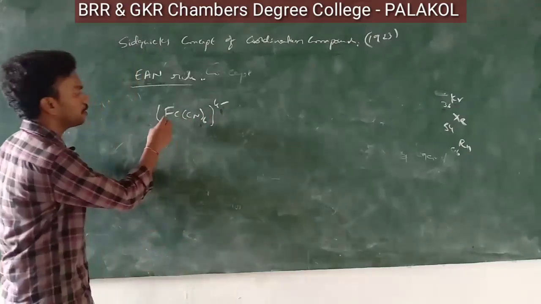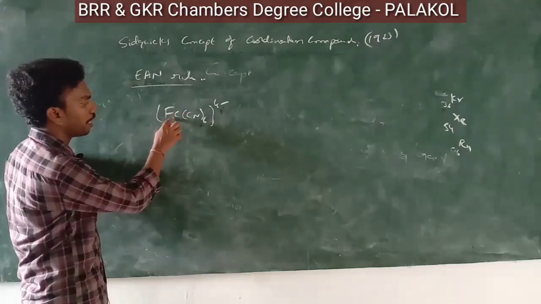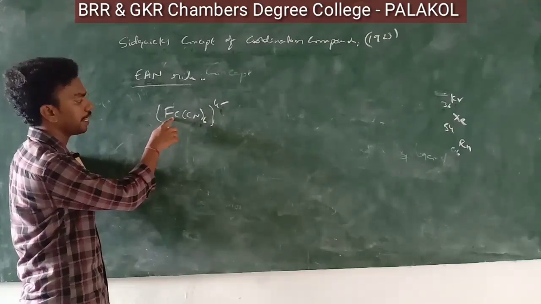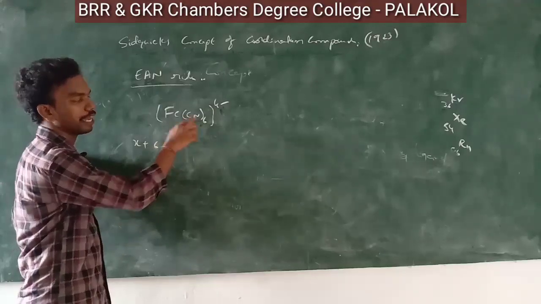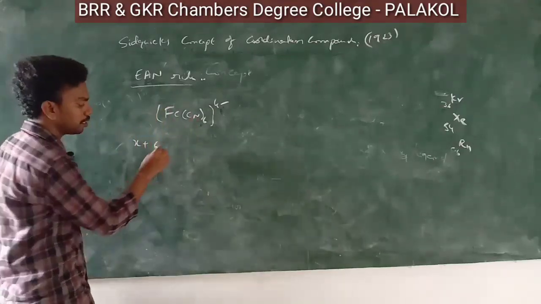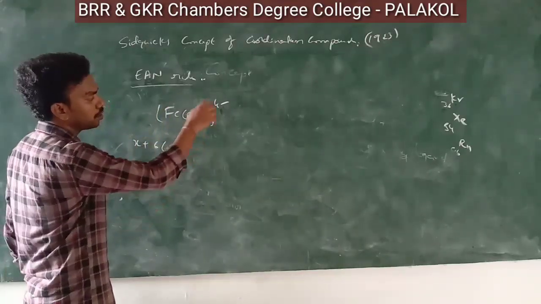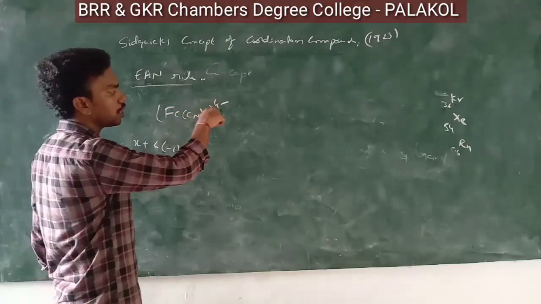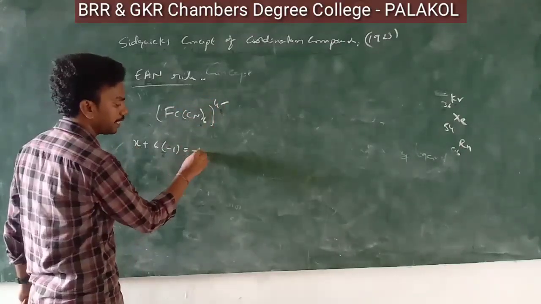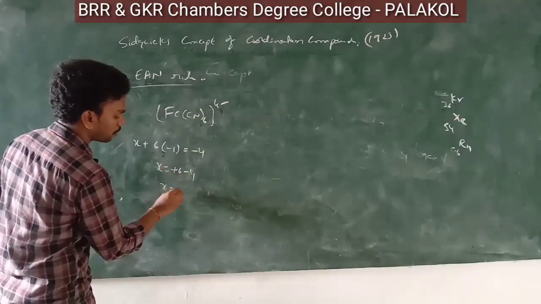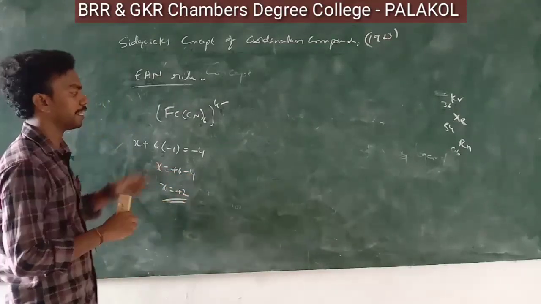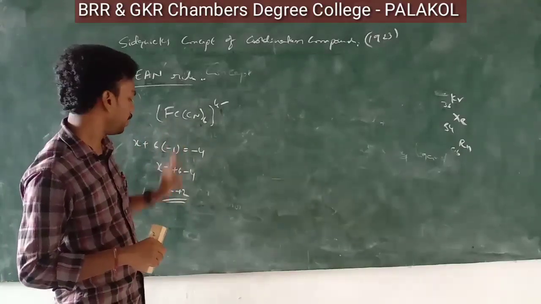How can you calculate this? We don't know the oxidation state of the central metal atom, iron here. Let us assume X plus 6 times the charge on cyanide, which is minus 1, equals the charge over the coordination sphere, minus 4. So X equals plus 6 minus 4, which comes out to be plus 2. The oxidation state of iron here is 2.